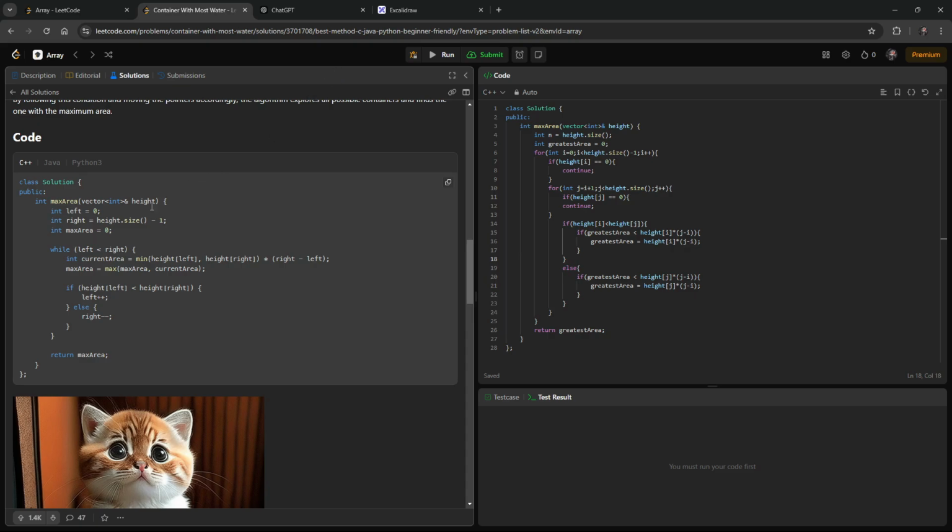What does it do? Left, right, max area. While left is less than right, current area equals min of the heights times the width. Max area equals max of max area and current area. If height left is less than height right, left plus plus, else right minus minus.